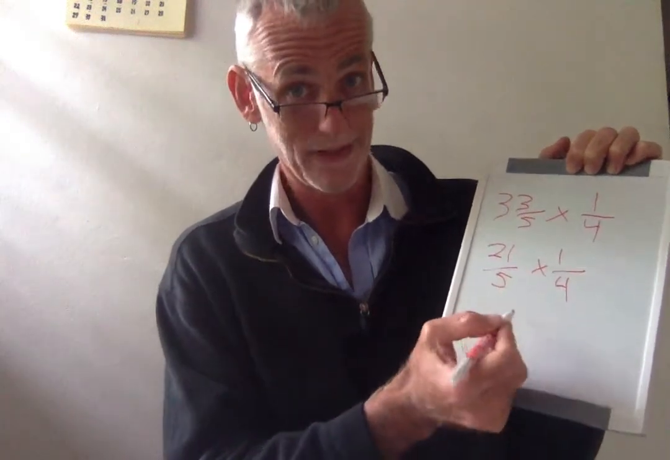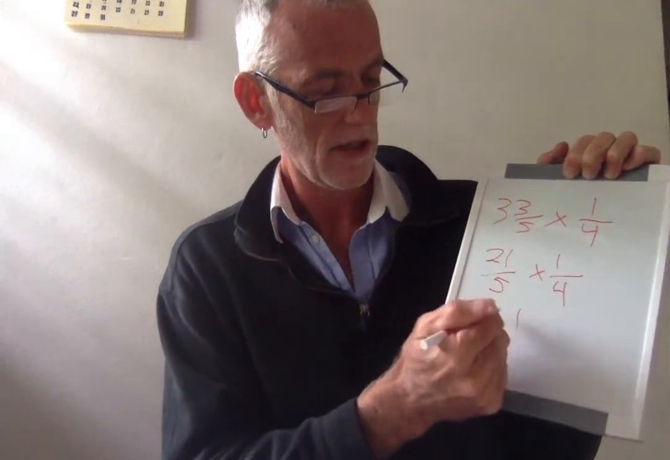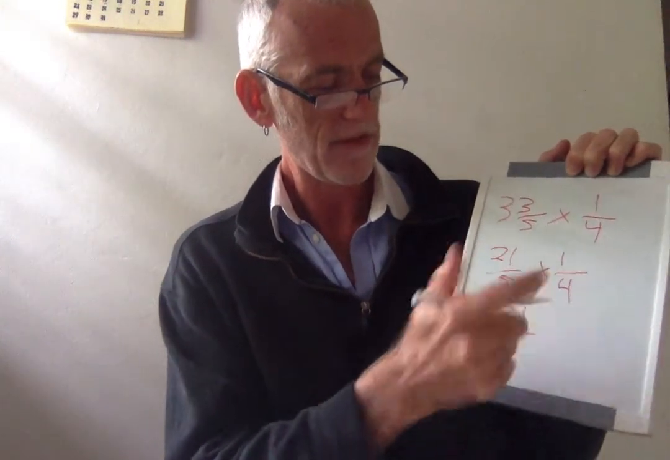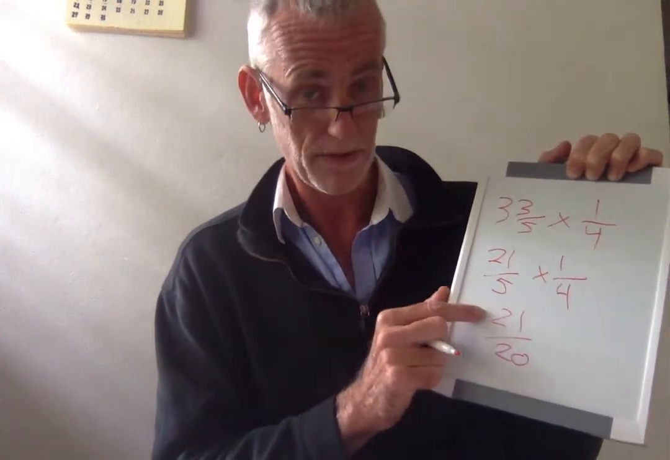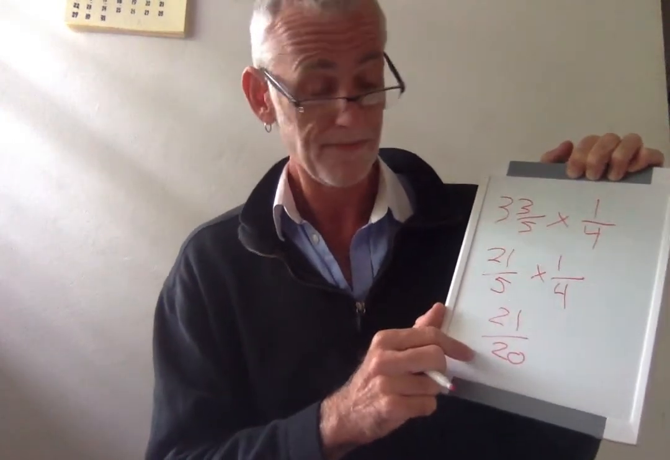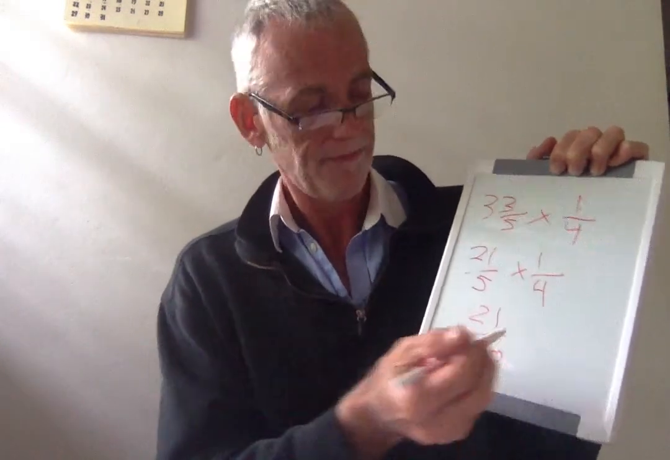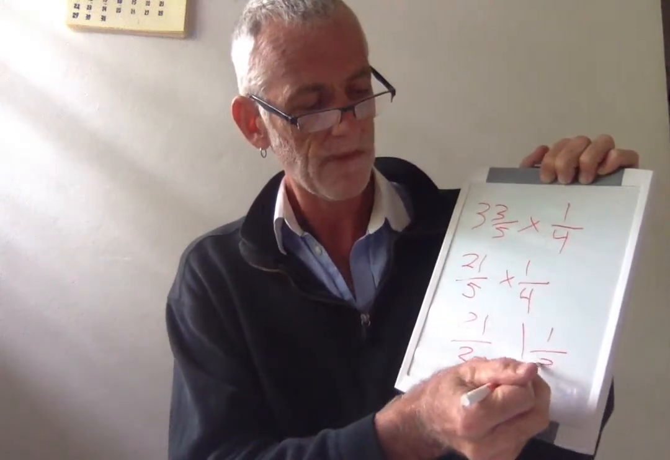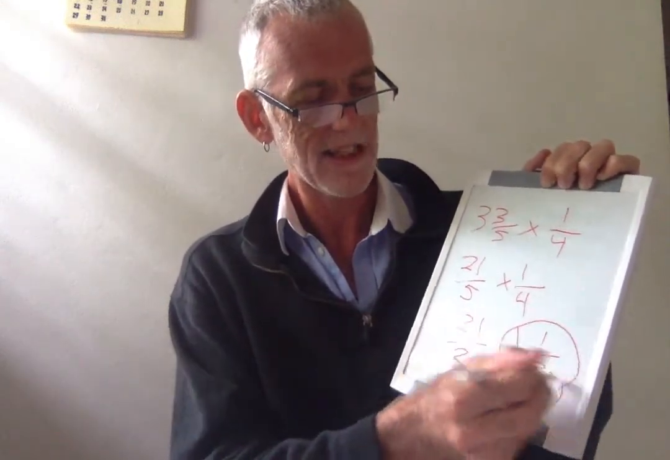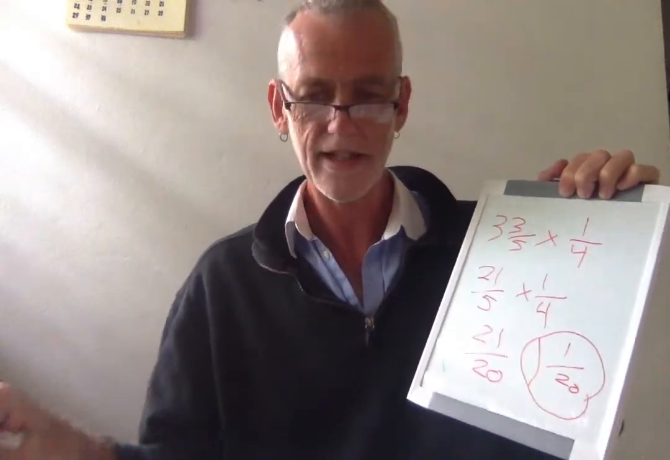21 times 1 is 21. 5 times 4 is 20. Simplify, because the number on top is bigger than the number on the bottom. How many times does 20 go into 21? Once. How many left over? 1. 1 and 1/20. Answer. 1 and 1/20. All right.